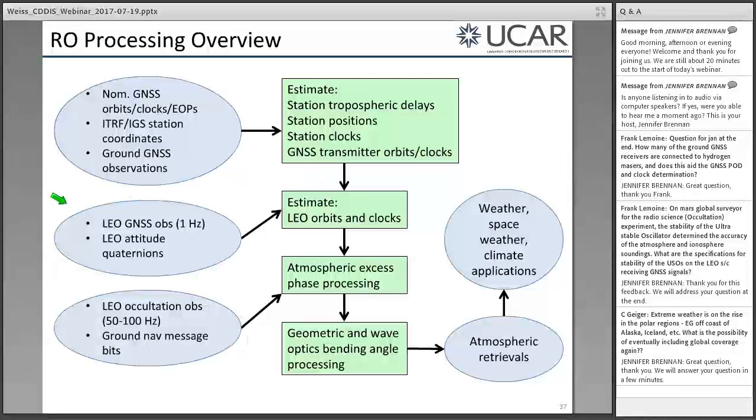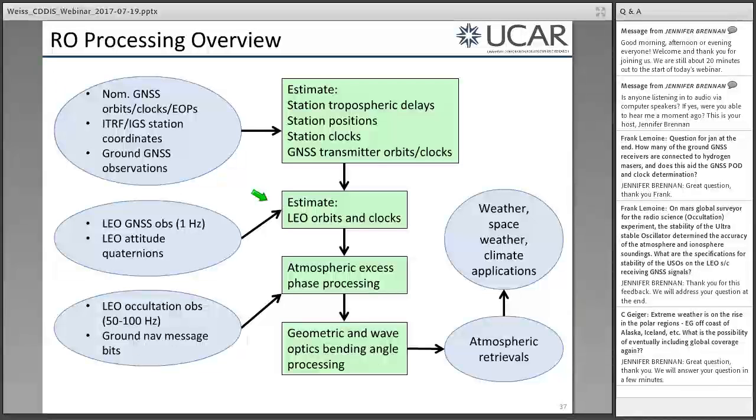So of course, if we go back here to the left, we need the actual data from the satellites, so the raw observations, the ranges and phases and so on, as well as ancillary data like the satellite attitude. And then we estimate what the satellite orbit and clock is.